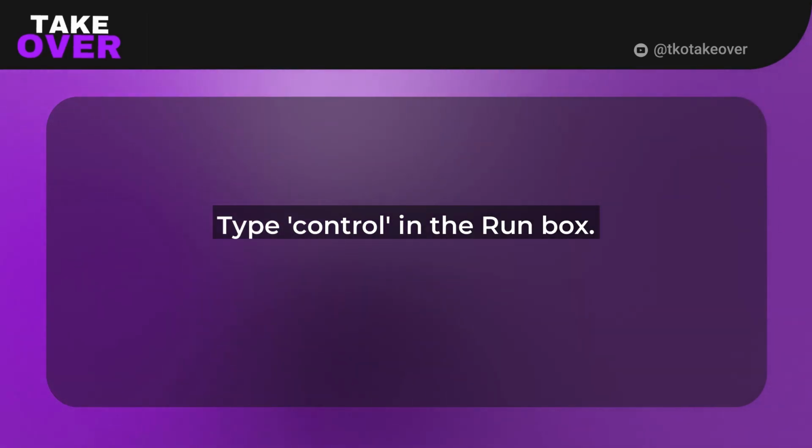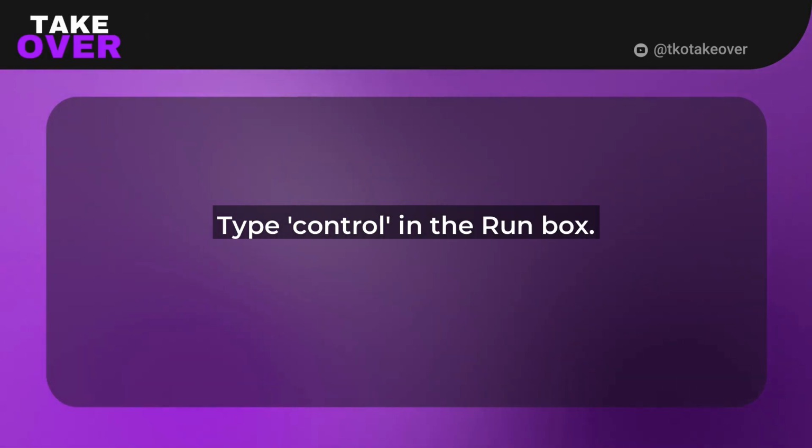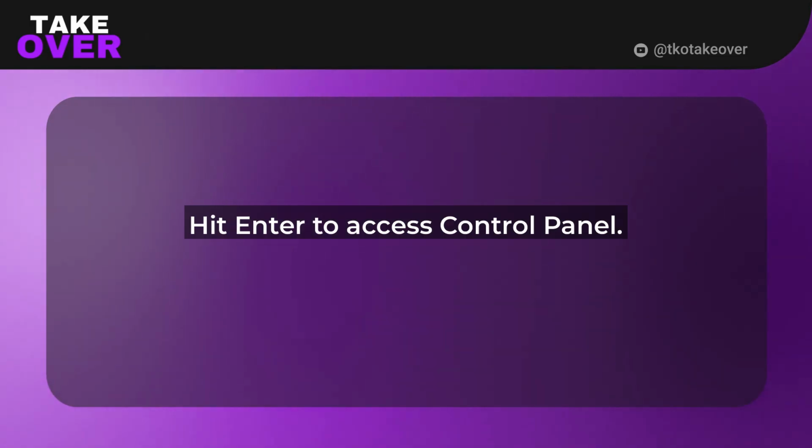First, make sure you're on your Windows desktop. Press the Windows key on your keyboard. That's the one with the Windows logo, and the letter R at the same time. This will pop up the Run dialog box, a handy little window that lets you launch programs and tools quickly.